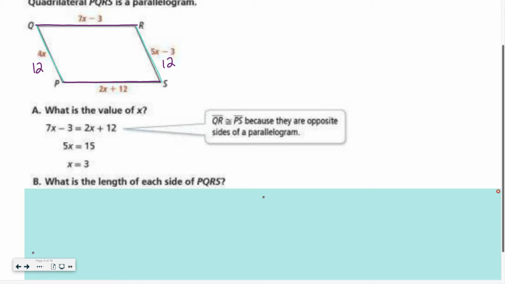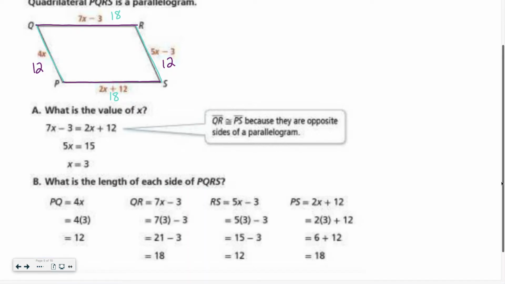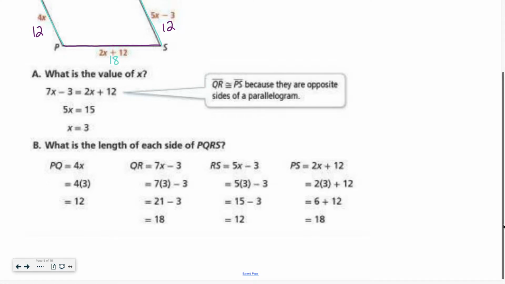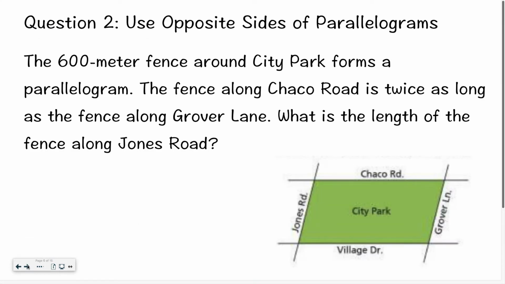And then we have the purple sides. We could do 7 times 3 is 21. 21 minus 3 is 18. And if I wanted to, I could check my work by plugging it into the last side. 2 times 3 is 6. 6 plus 12 is 18. Okay, so those are the lengths of each of the sides of the parallelogram. Now, question 2, I will let you solve.